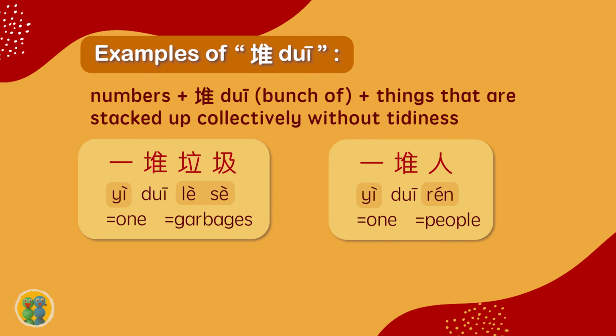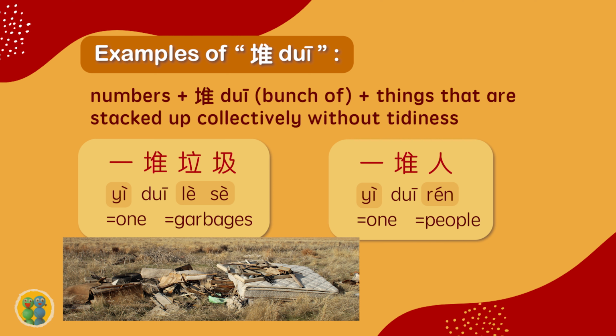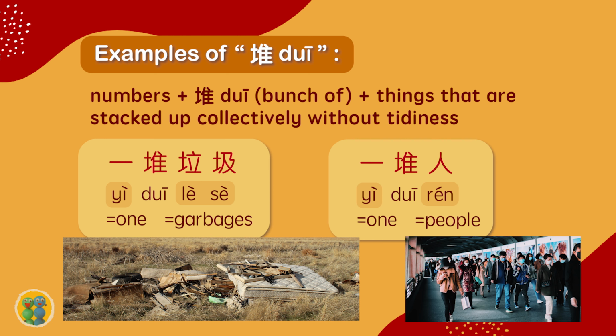So let's see the examples. 一堆垃圾. It means one. 垃圾 means garbage. So you can see the pictures. It is a pile of garbage. You can see this garbage is not piled up neatly, it looks like a little heap.